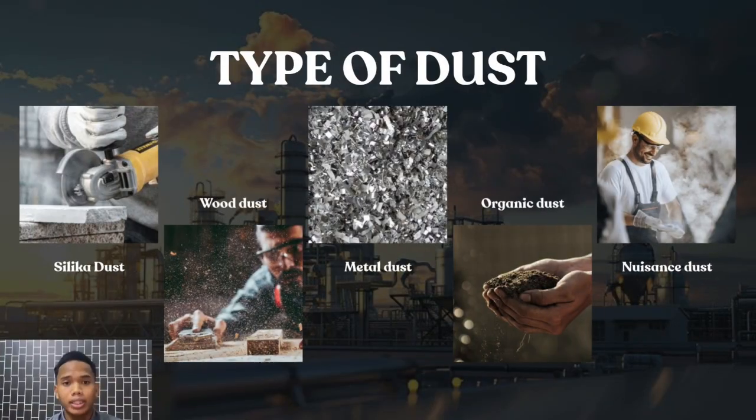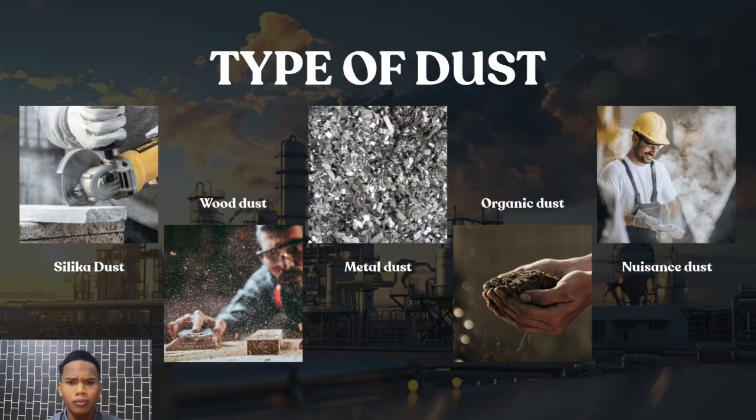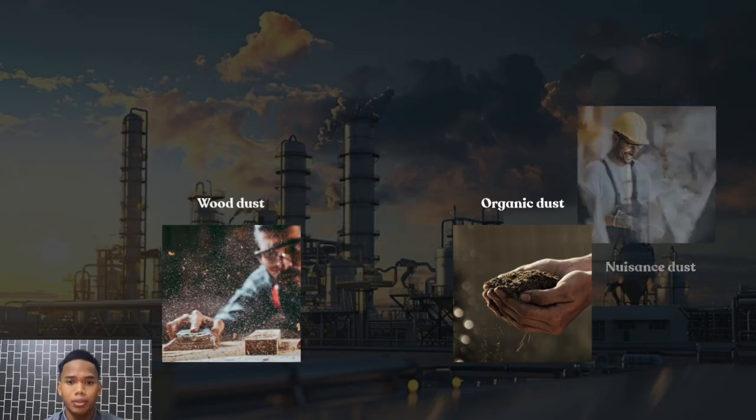For the types of dust, there are different types of dust found in industry, such as silica dust, wood dust, metal dust, organic dust, and nuisance dust. Some of these, such as silica and metal dust, are extremely dangerous and can cause permanent health damage.